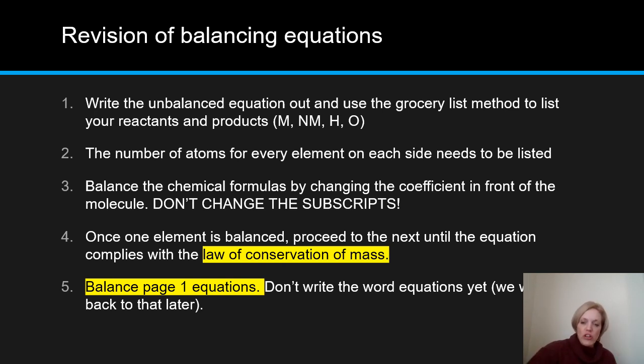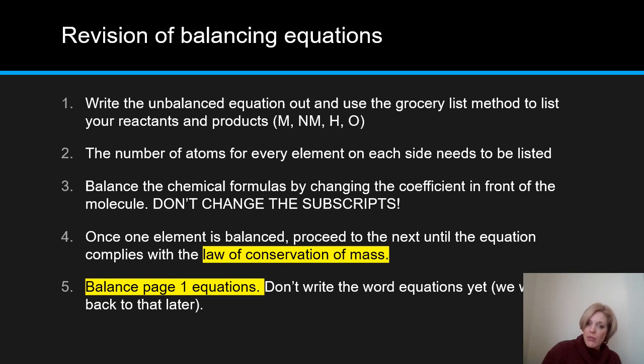So this is just a revision slide on exactly the stuff that we learned last year regarding the grocery list method. I hope you guys remember that. Remember, when we get given a chemical equation, what we do is we list on the reactant and the product side the metals and non-metals, the hydrogen and the oxygen, in that order on both sides. The number of atoms for every element on each side needs to be listed as well as balanced.